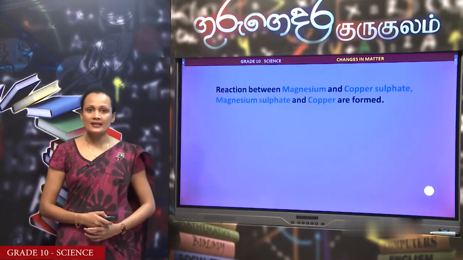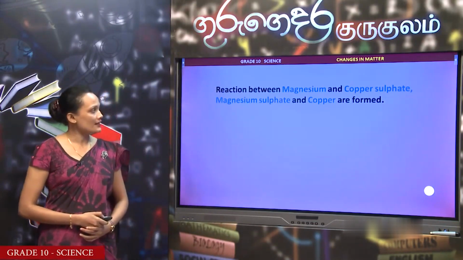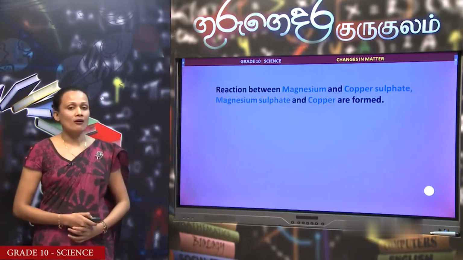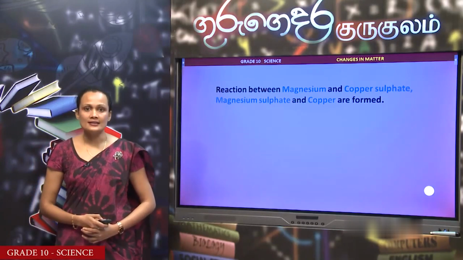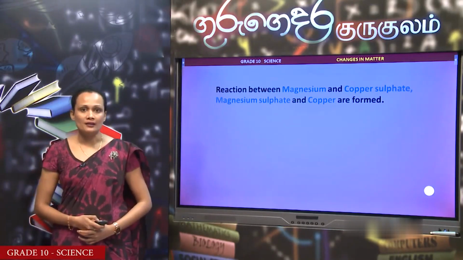Reaction between magnesium and copper sulfate. Magnesium sulfate and copper are formed. If we get the magnesium and copper sulfate, they are the reactants. Magnesium sulfate and copper are the products.